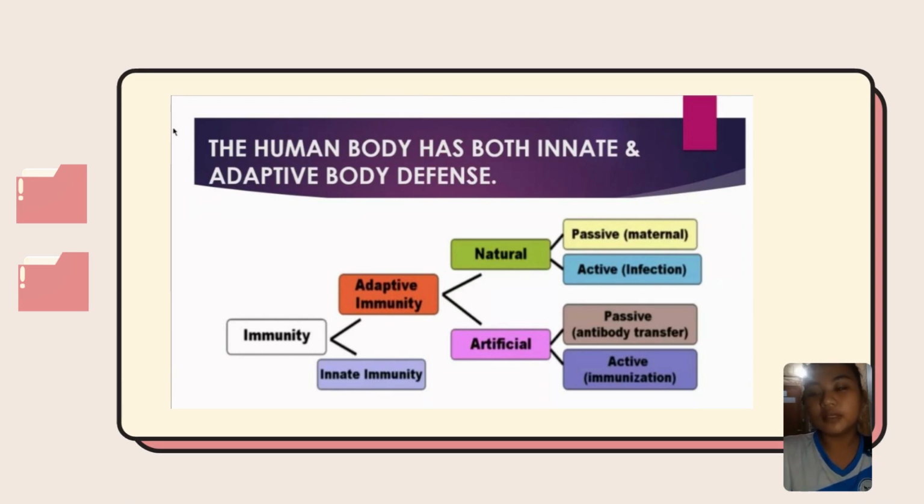So, good morning, ma'am, and today I will discuss immunity, which has two parts: the innate defense system and the adaptive defense system. We all know that our immunity, or immune system, is one of the most important for us as humans, because if our immunity is weak, we are also weak.